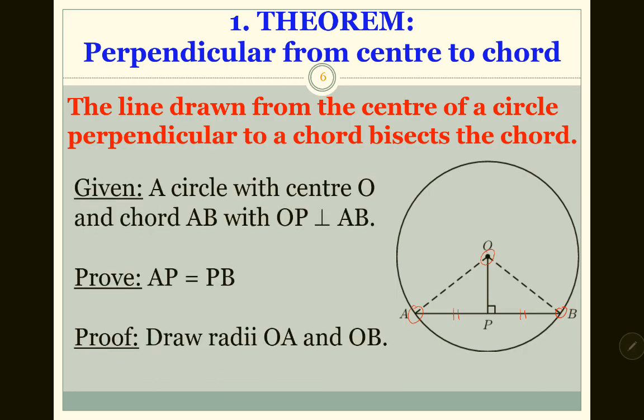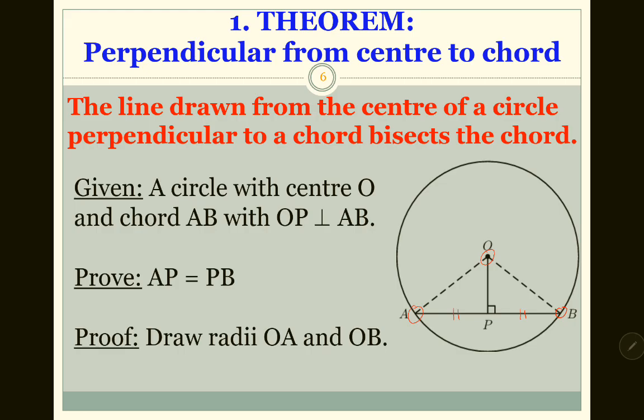So we are given a circle with center O, as you can see on the right hand side, and a chord AB with OP perpendicular to AB, right? So what do we have to prove? We basically have to prove that AP is equal to PB. That is all that we have to do. So let's look at the proof.